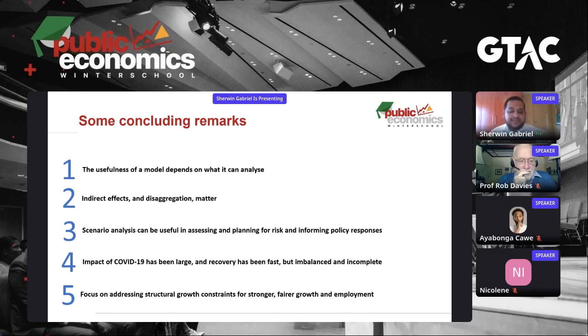The impact of COVID-19 has been large, but recovery has been fast, but imbalanced and incomplete. The autonomous recovery and stimulatory effect of government grants did help, but the pandemic is not over.